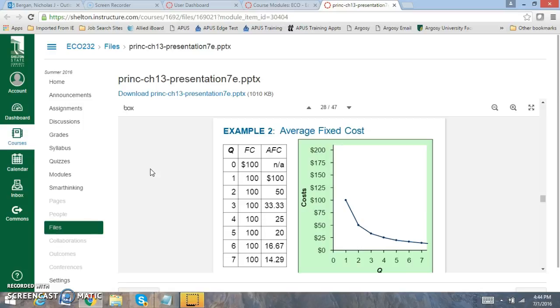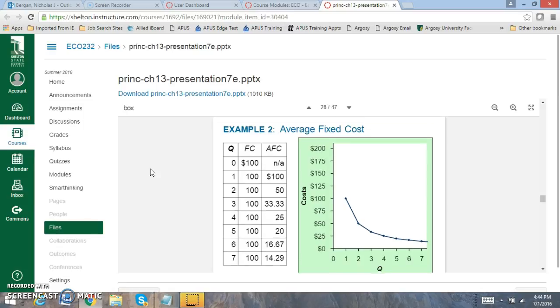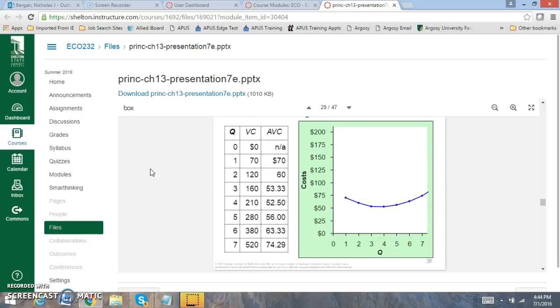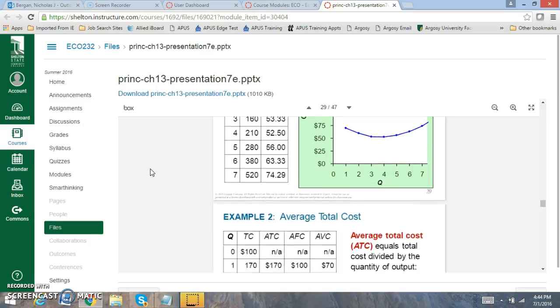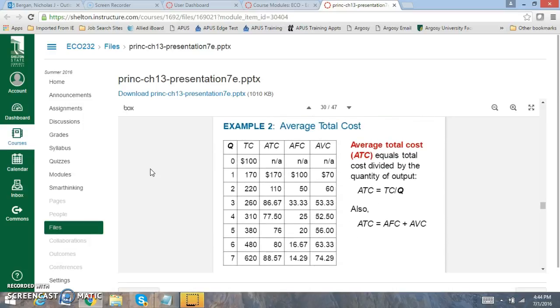Average fixed cost is fixed cost divided by output. You'll notice that average fixed costs are always decreasing. Average variable cost is variable cost divided by output. You'll notice that average variable costs are going to be in a U shape. They decrease and then they start to increase. Now, average total cost. Average total cost is looking at total cost divided by output.